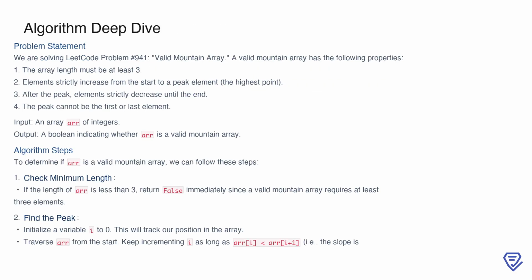In this problem, we aim to determine whether a given array of integers forms a valid mountain array. A valid mountain array has a specific structure. First, it must have at least 3 elements. Anything shorter is immediately invalid.